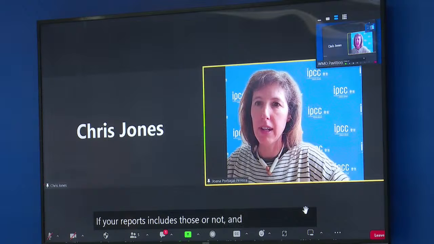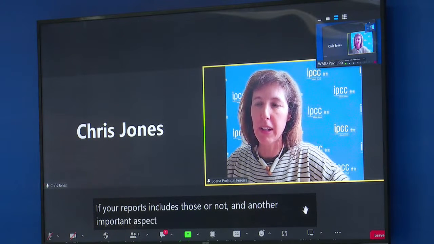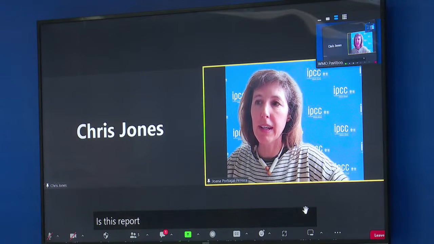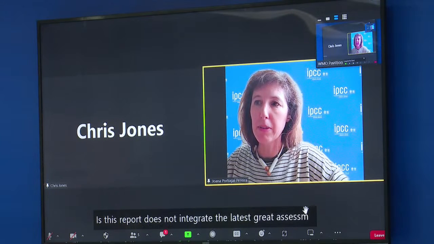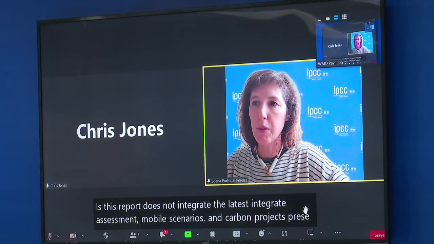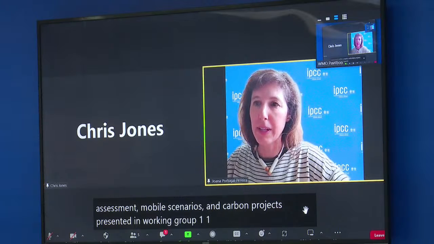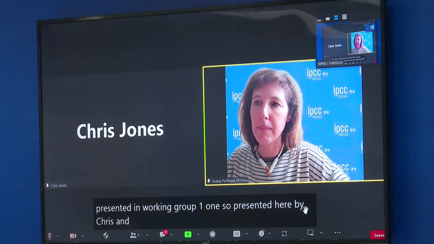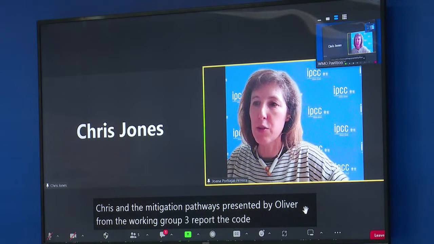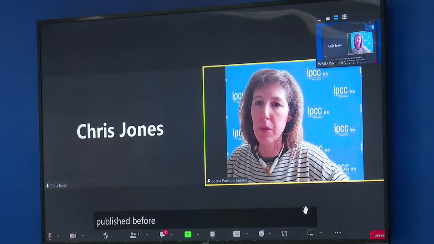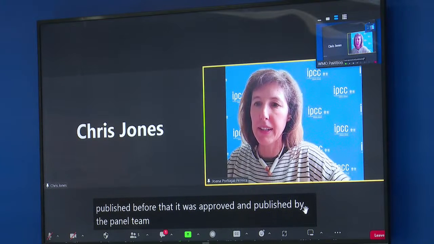And another important aspect to ensure we can actually compare numbers is that this report does not integrate the latest integrated assessment model scenarios and carbon budgets presented in Working Group 1, presented here by Chris, and the mitigation pathways presented by Oliver from the Working Group 3 report, because this was published before that. It was approved and published by the panel in 2019.